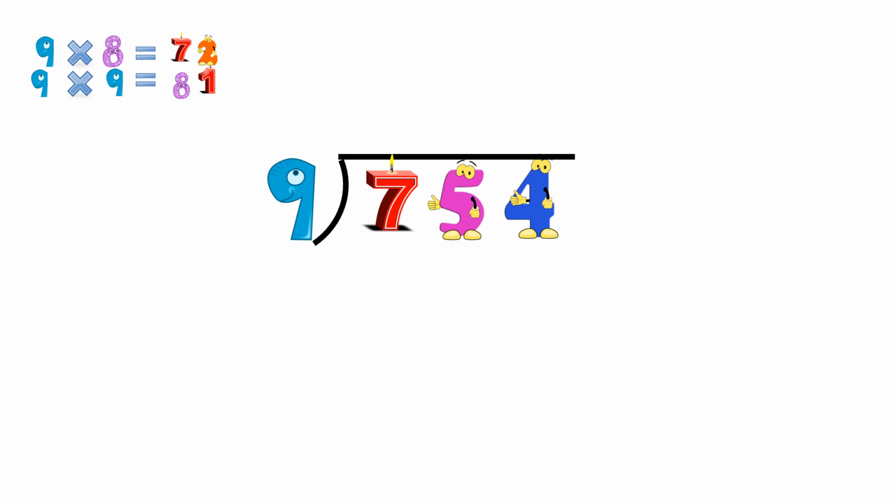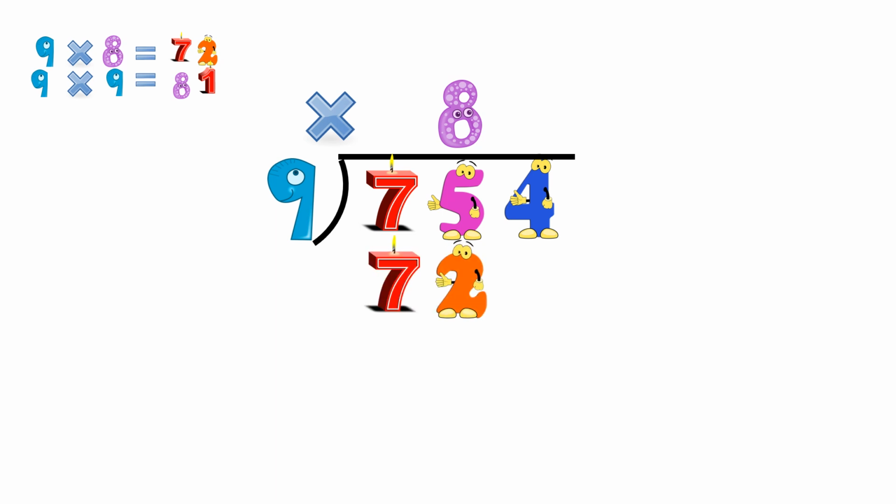And 9 times 8 is equal to 72, which is close to 75, and the answer is 8. And this 8 should be in the tens place of the quotient, since 75 is 75 tens. And here is 8. And then we multiply 8 times 9. 8 times 9 is equal to 72 tens, since 8 is 8 tens. And here is 72. And we subtract. But 72 tens is 720.